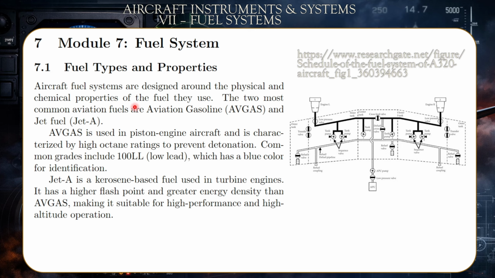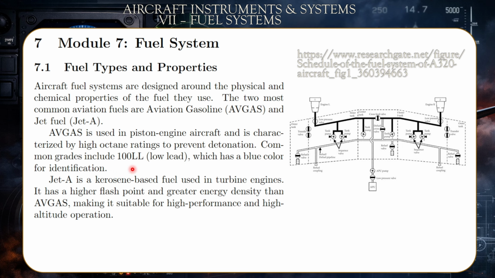The two most common aviation fuels are aviation gasoline, avgas, and jet fuel, which is Jet A or kerosene. Avgas is used in piston engine aircraft and is characterized by high octane ratings to prevent detonation. Detonation is when the fuel ignites before the combustion phase. We can call it premature combustion.